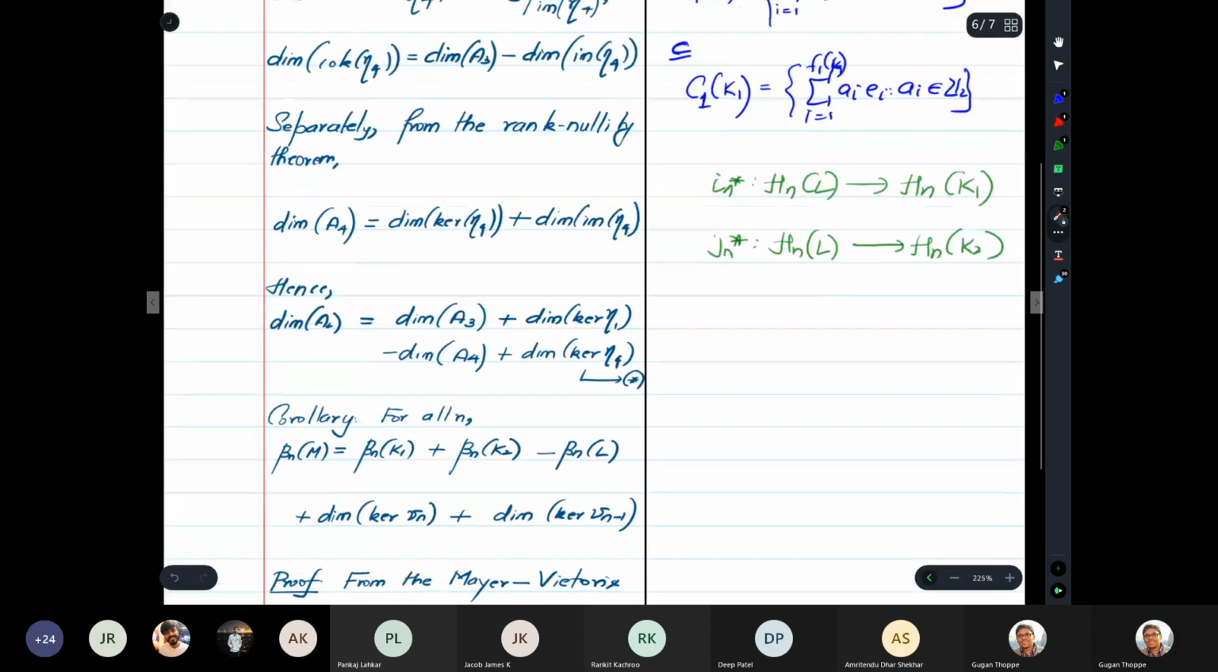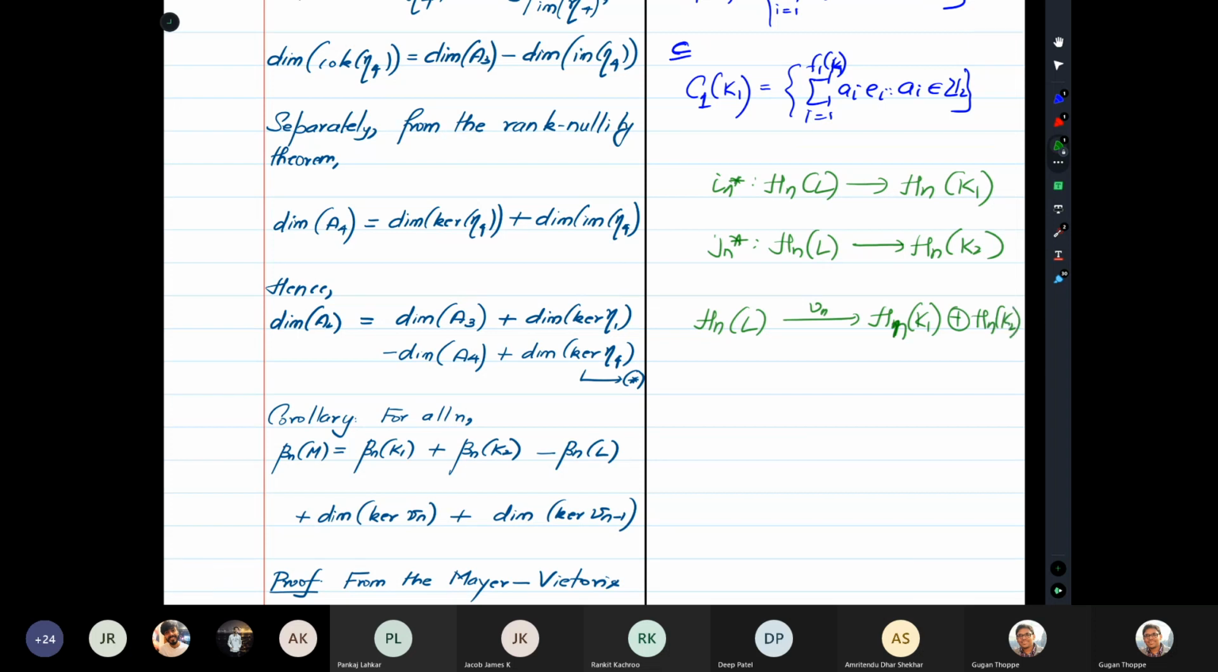So what is this map nu n that we have over here? Let's try to understand. So nu n actually goes from Hn of L to Hn of K1 direct sum Hn of K2. Let's try to see how this nu n is defined. You give me an element in Hn of L. So let's say that element is this equivalence class of x. So nu n of x, the way you apply this is you write it as In star of x, comma, Jn star of this equivalence class. This is the way you apply this.